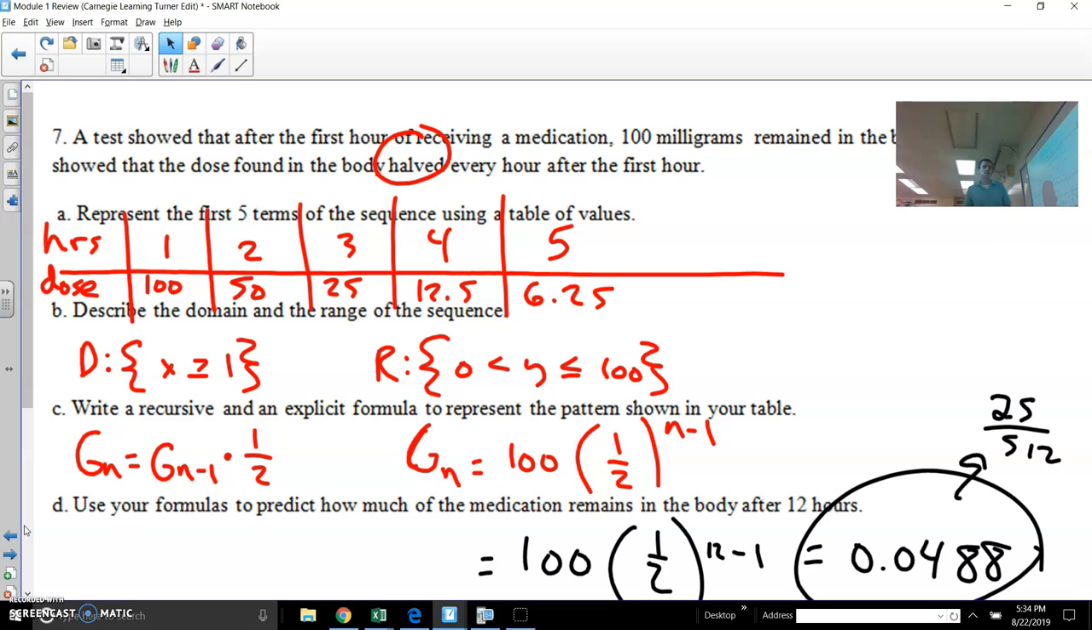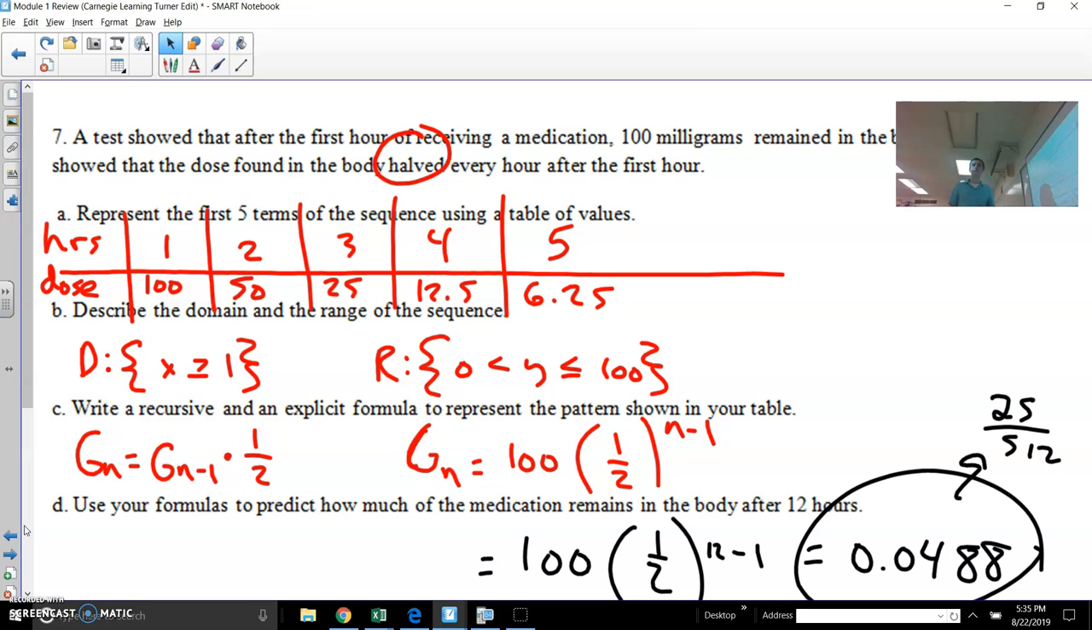Number 7 says a test shows that after the first hour of receiving a medication, there's 100 milligrams of the medication that's still in your body, and as time goes by, half of that is still in your body. So basically, after the first hour, there's still 100, but then the second hour, it's half of that, 50, and half of that, 25, then half, and so forth.